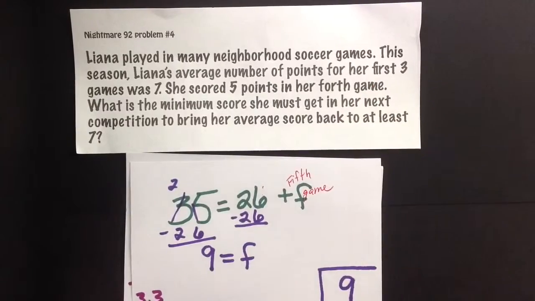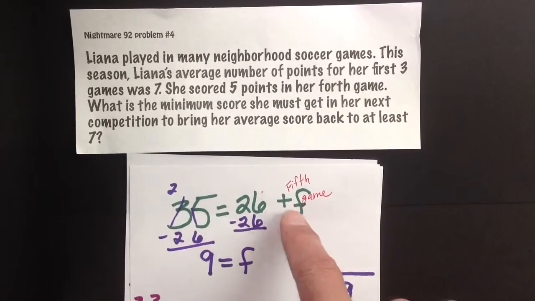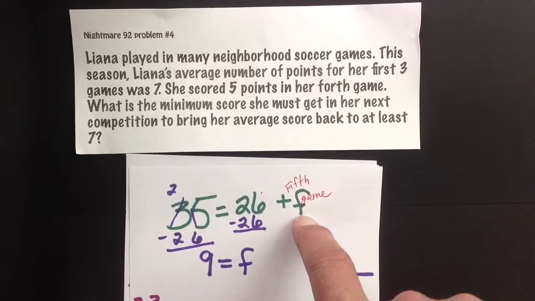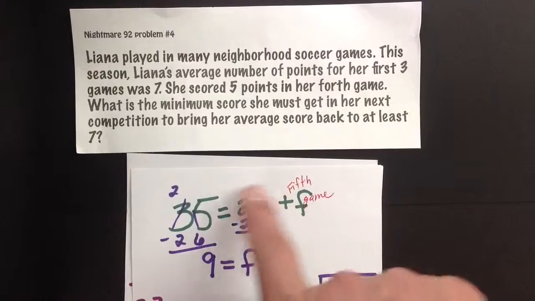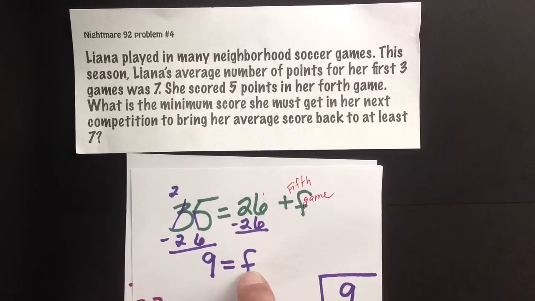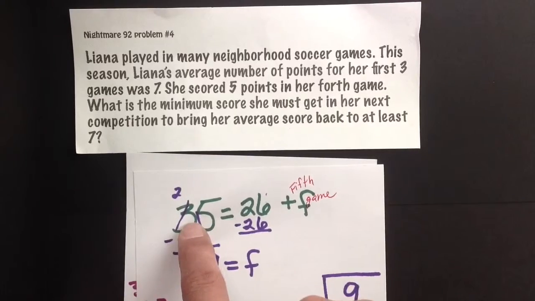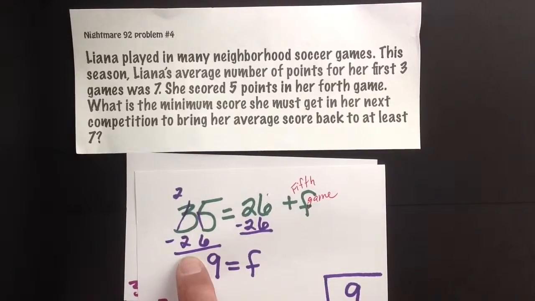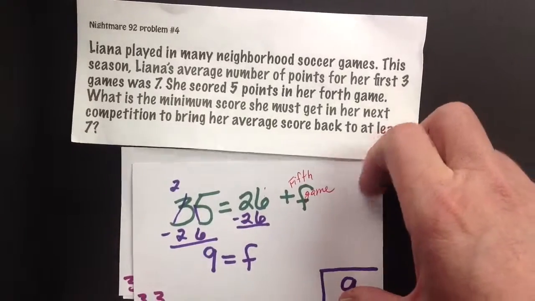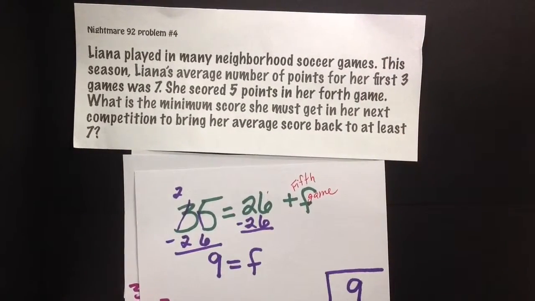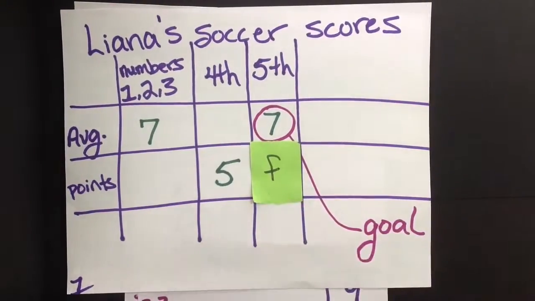Third step. That leaves us with 35 is equal to 26 plus something. So we can just subtract the 26 here, get rid of it, leave us with F by itself. We can take 35, subtract 26 from that, and we get 9. So then we know that here, instead of F, we need 9.